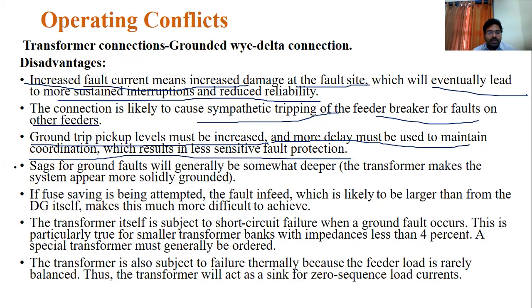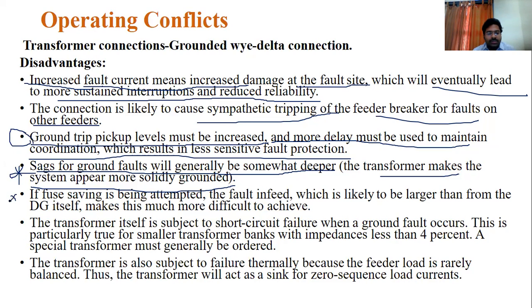Okay. Now, what is another drawback? An important drawback here: the sags per ground fault will generally be somewhat deeper. This is because the transformer makes the system appear more solidly grounded. Because of this transformer connection, it is easily interconnected, so it is easy to identify the grounding faults. So the sags for ground faults will generally be somewhat deeper for these reasons.